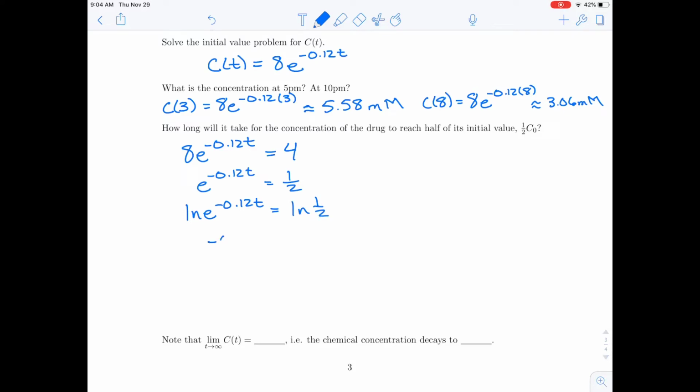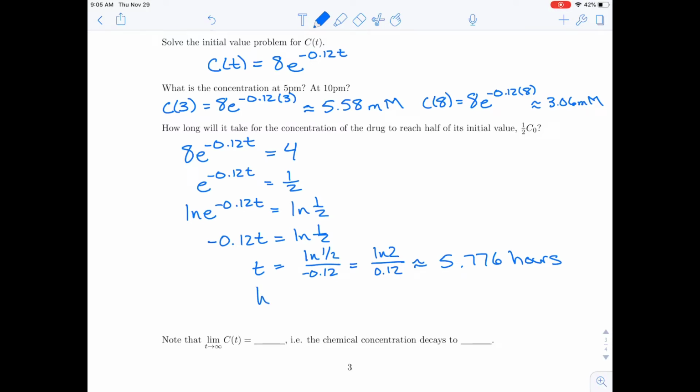And that leaves us with negative 0.12 t is equal to natural log of 1/2. And that tells us that t is equal to natural log of 1/2 divided by negative 0.12. Using log rules, we can write this as natural log of 2 divided by 0.12. And that's approximately 5.776 hours. So after 5.776 hours, the concentration of the drug has reached half of its initial value, 4 millimoles.